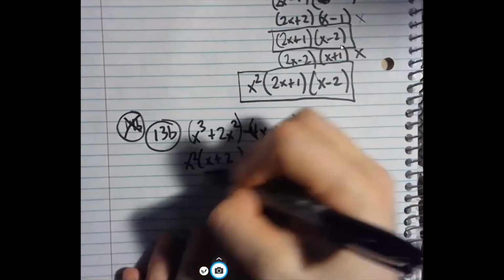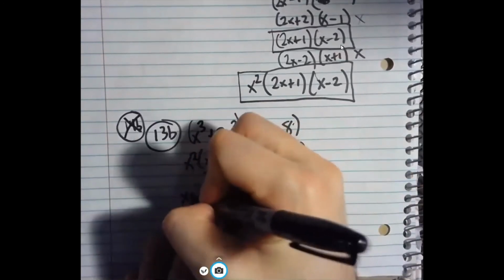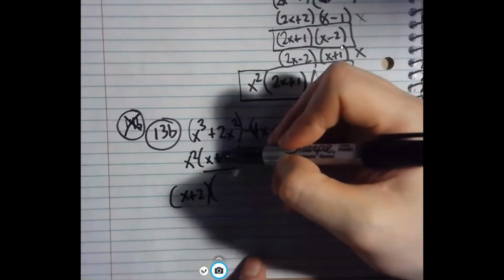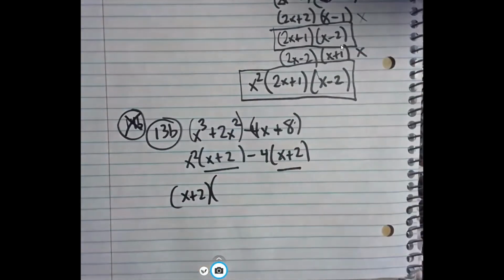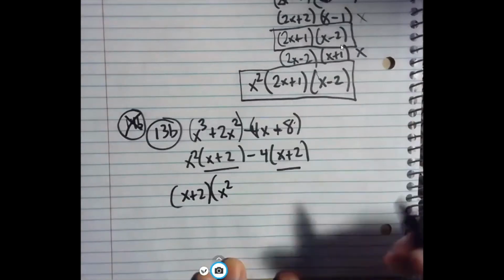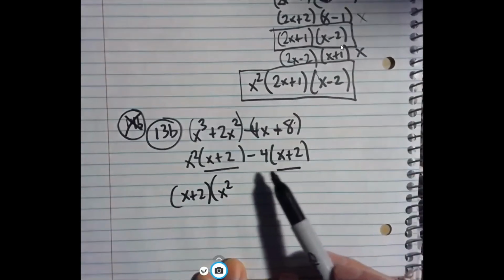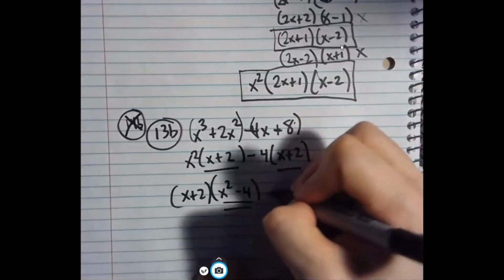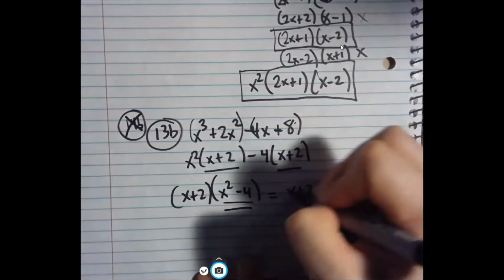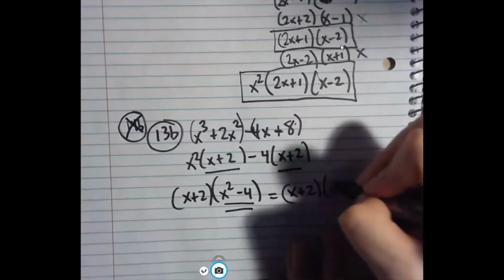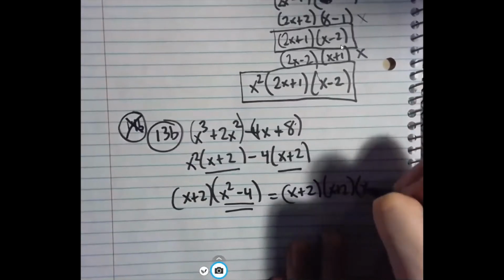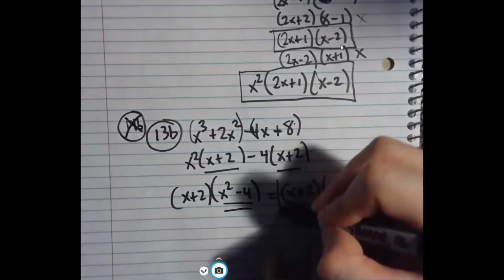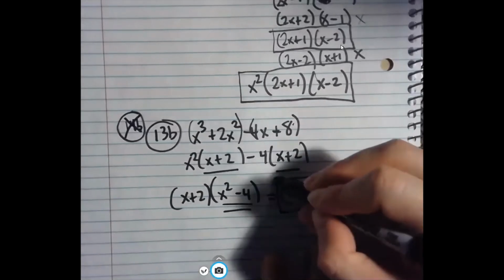And let's pull out these x plus 2s. And what we're left with, after pulling out x plus 2 from this first piece here, we have x squared. When pulling out x plus 2 from this, we have minus 4. Be careful not to stop there. X squared minus 4 is factorable. That's a difference of 2 squares. This will be x plus 2, x minus 2. And that will take care of 13b.